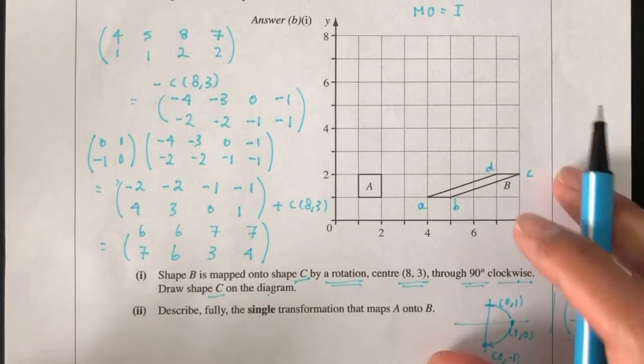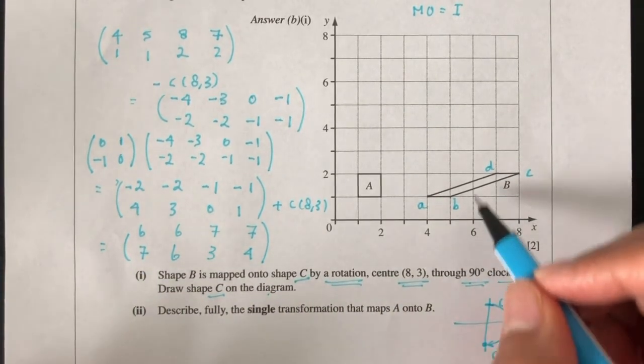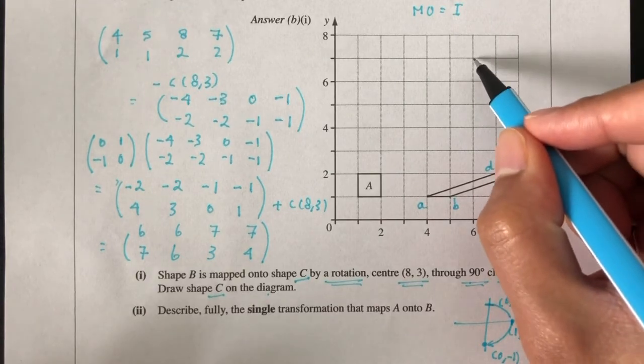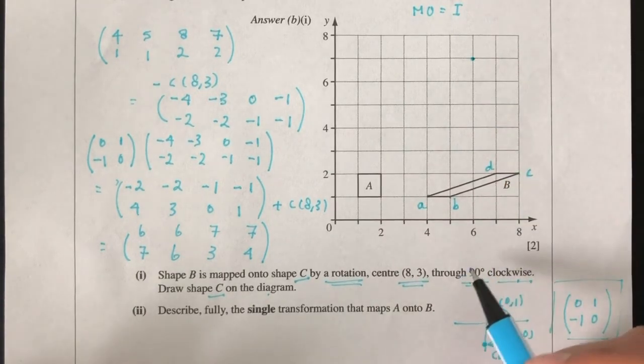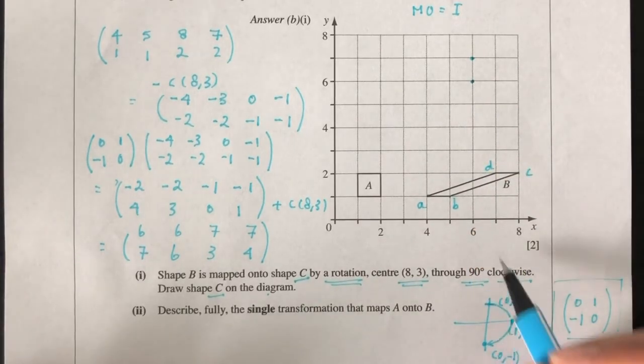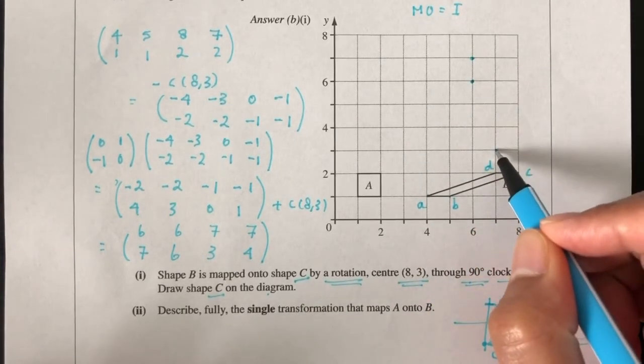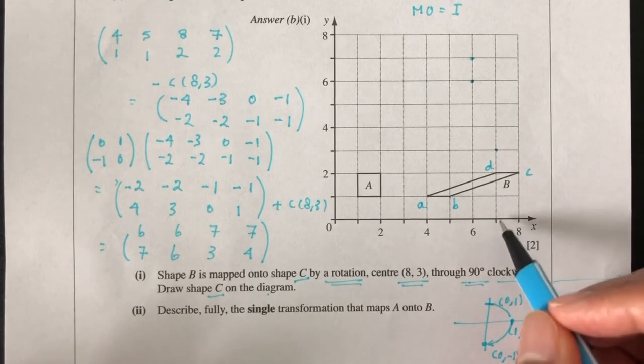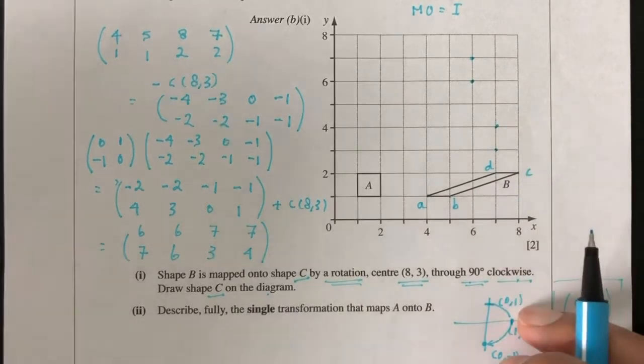So let's write this down. First point is 6, 7. 6, 7 will be here. Second point is 6, 6. 6, 6 will be here. Then we have 7, 3 will be here. And we have 7, 4 will be right here.